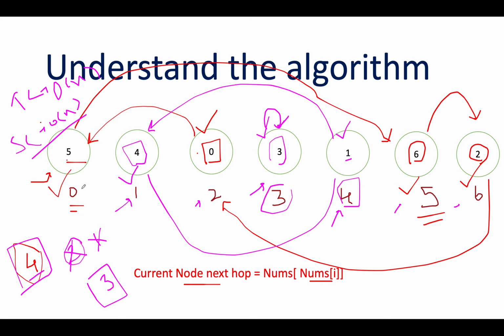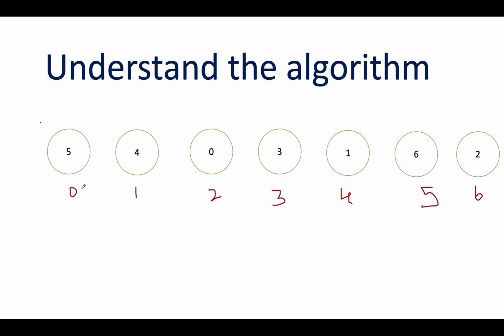Can we improvise this? Yes, we can improvise this. How can we do that? Let's look at the other iteration. I'll do exactly the same thing as I was doing in the previous one. So let's start the process.